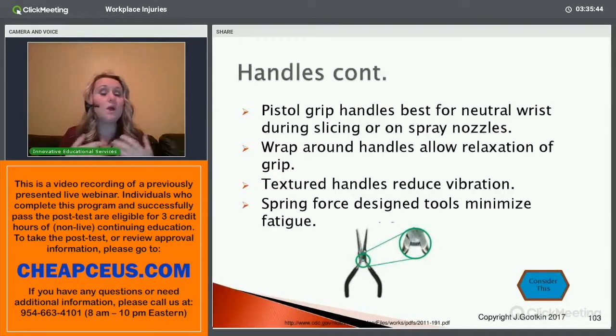So they actually make attachments that can go onto spray cans to make it a pistol grip as opposed to a trigger. Look for tools that have a spring in the mechanism so the force is exerted to close the tool, and then when they release, it'll open back up itself. So this makes it a little easier for the individual. Some may let you adjust the tension even so that they don't have to open and close the object.